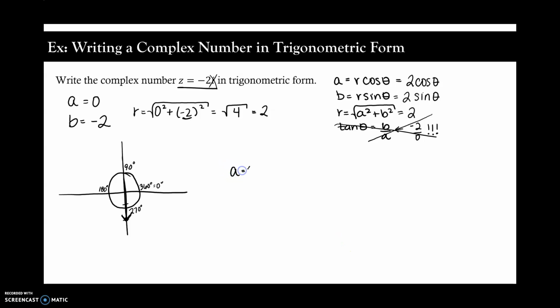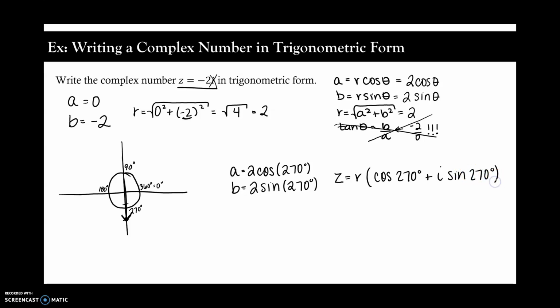So therefore, A is 2 times the cosine of 270. B equals 2 times the sine of 270. Remember, our formula is cosine 270 plus i sine 270. And I'm going to put a 2 in right here, since we know our r. So you could build it one of 2 ways. You could go this way or this way.